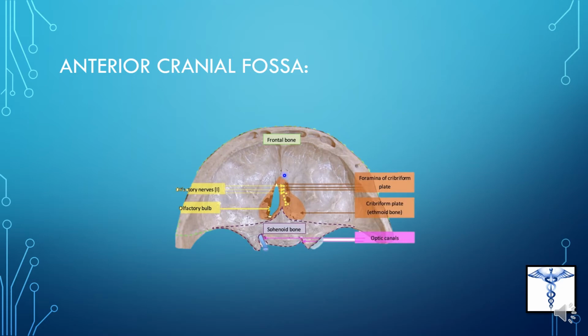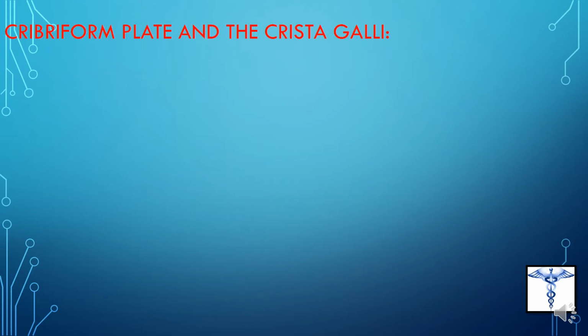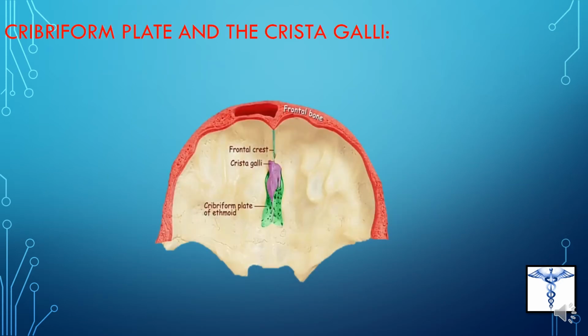To the crista galli and frontal crest attaches the falx cerebri. The falx cerebri is a dural septum or dural fold. Highlighted in green is the cribriform plate of the ethmoid. Passing through these perforations are the olfactory nerves, which receive the sense of smell, and it is perceived by the olfactory bulb. The projection of the ethmoid bone is called the crista galli. To the frontal crest and crista galli attaches the dural septum or dural fold.